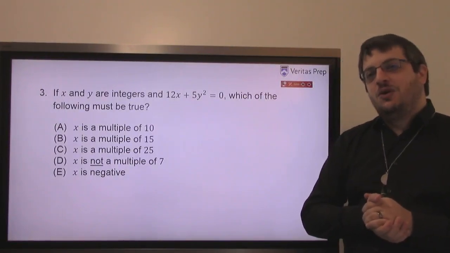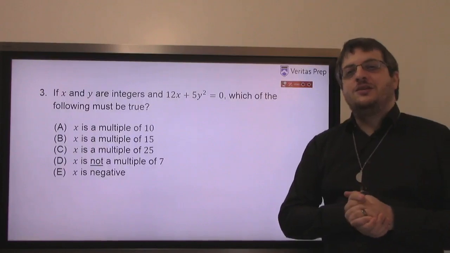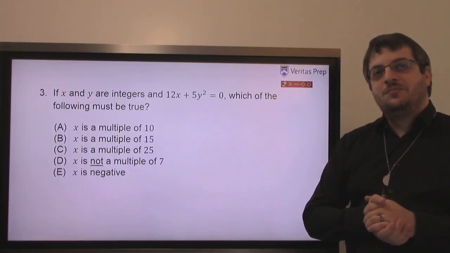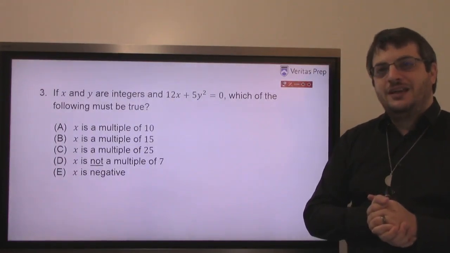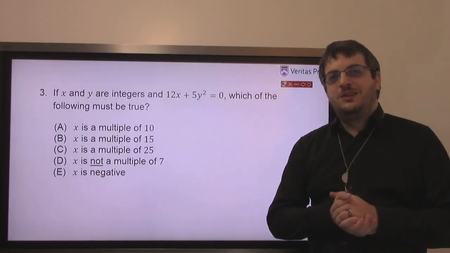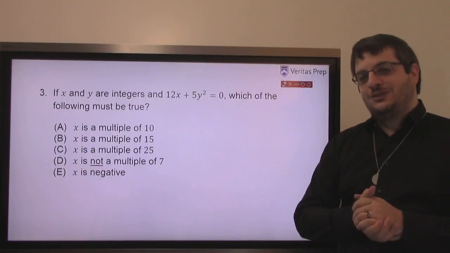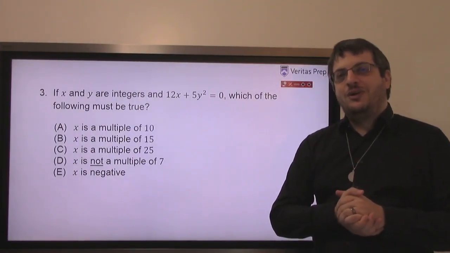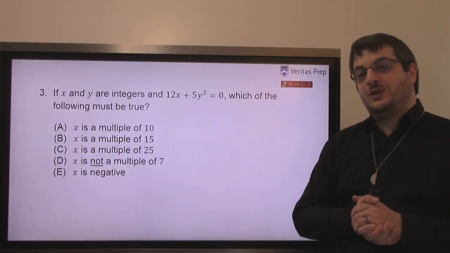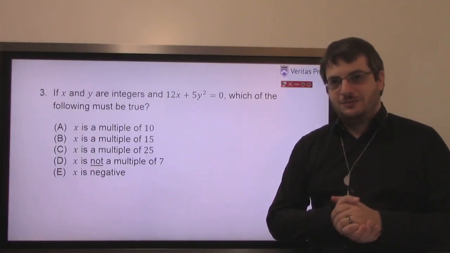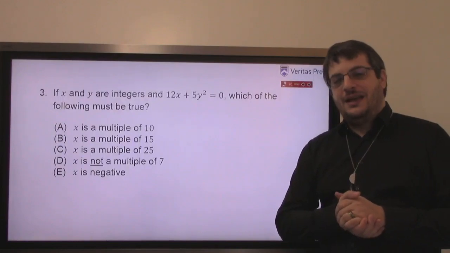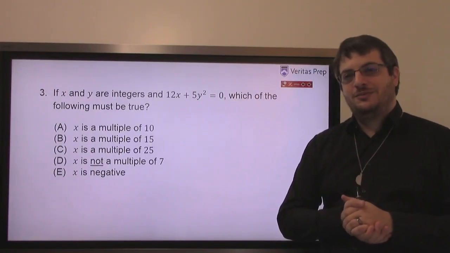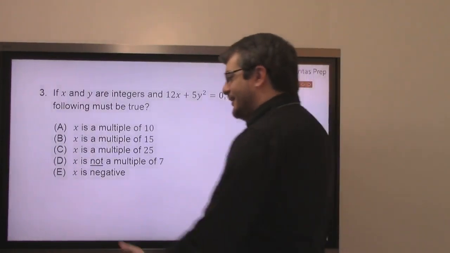You know why E is wrong? Because they could be 0. If you're thinking number properties here and you say, well, wait, 5y squared is positive, and since they add up to 0, 12x must be negative, you're almost right. But 5y squared doesn't have to be positive. 5y squared could be 0, because y could be 0. And of course, then x could also be 0. And so x doesn't have to be negative. Sorry, this answer is wrong.